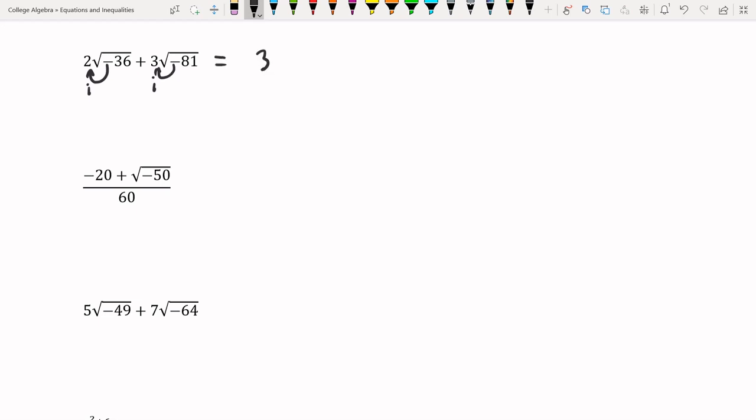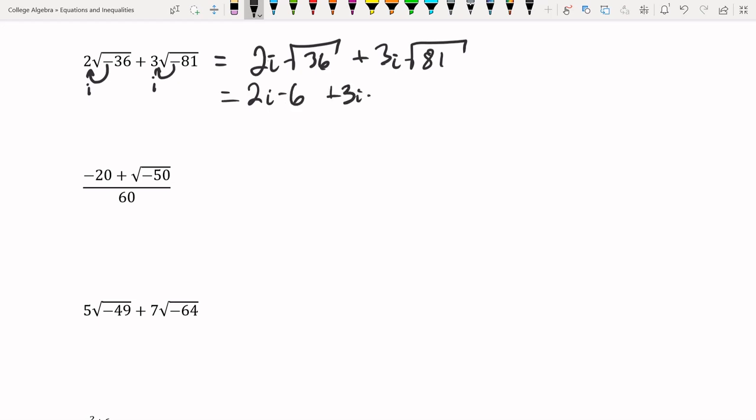Okay, we have 2i root 36 plus 3i root 81. The square root of 36 is 6. The square root of 81 is 9. These are multiplying here. 2 times 6 is 12i. 3 times 9 is 27i. Adding those up, we get 39i.